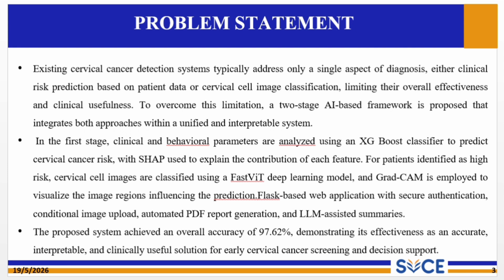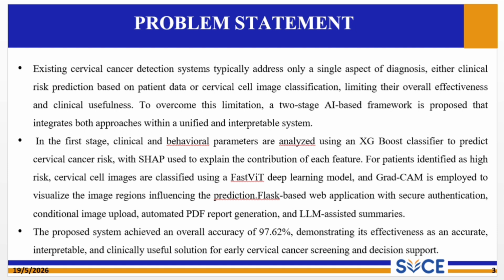The first stage analyzes patient clinical data using the XGBoost algorithm to predict cancer risk. SHAP explainability is used to show how each feature contributes to the prediction. If the patient is identified as high risk, the system proceeds to the second stage, where cervical cell images are classified using the FastViT deep learning model. GradCAM is used to highlight the important regions in the image that influence the prediction.